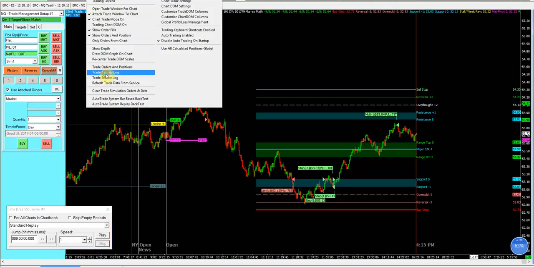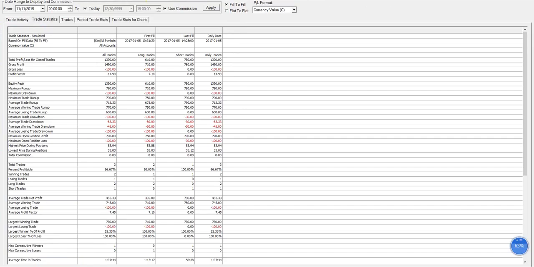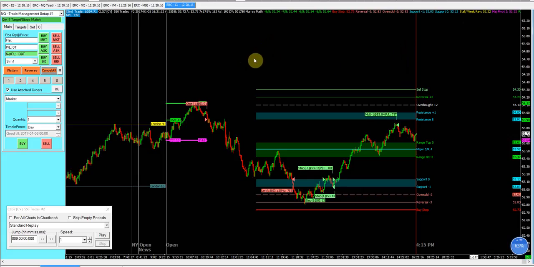What does my trade activity log say? My trade activity log says, there you go, gross profit $1,490. I lost $100. Made $1,390 on 3 trades. So that's $1,390 minus $15, so $1,375. You would have walked away with $1,375 for the day, which is a very cool trade.